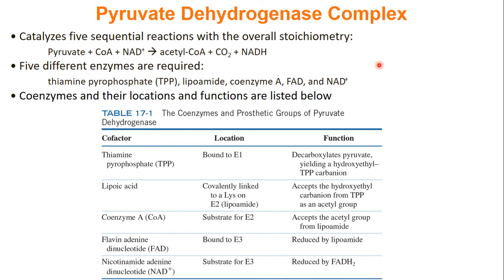So for pyruvate dehydrogenase, there are 5 reactions that we're going to look at. The overall reaction is pyruvate plus coenzyme A plus NAD+ goes to acetyl-CoA plus carbon dioxide plus NADH. So we have 5 different cofactors, not enzymes, that are required here. We need TPP, thiamine pyrophosphate, which we already talked about, lipoamide, coenzyme A, FAD, and NAD+.